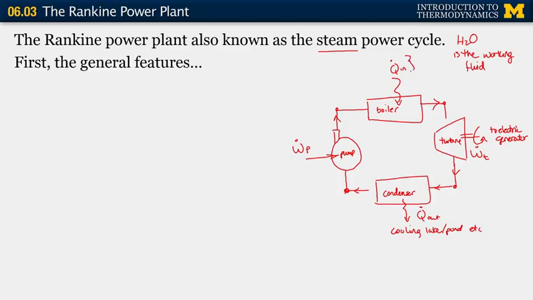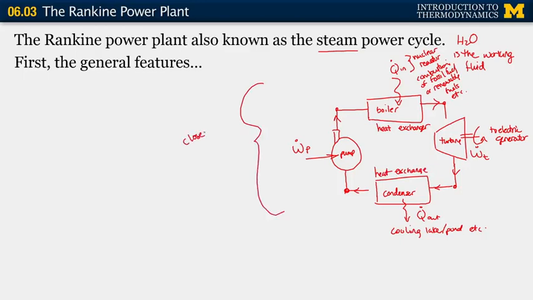Again, this heat source is the nuclear reactor, combustion of fossil fuels, or renewables. Cool. So again, boilers and condensers are heat exchangers. So we already went through our analysis of what are the simplifying assumptions associated with heat exchangers. And the entire thing is considered a closed loop.